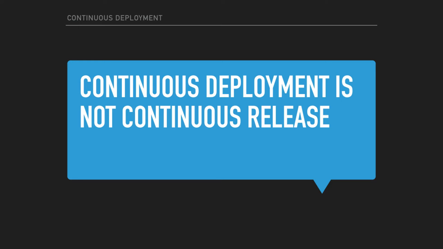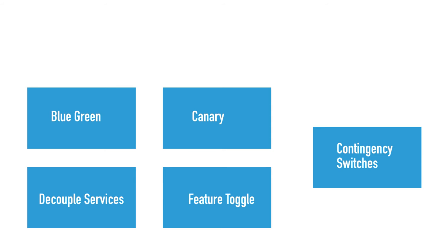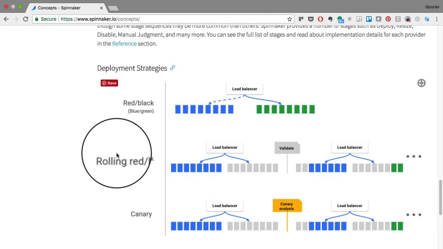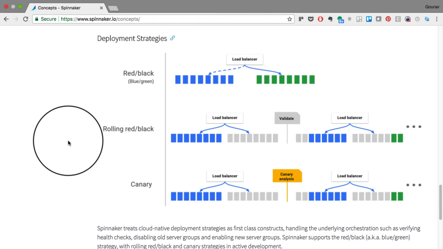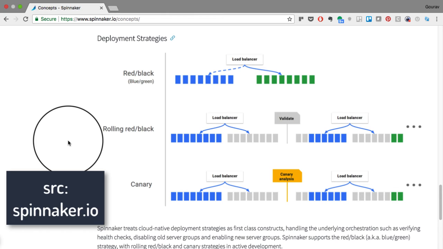Now, continuous deployment is not continuous release. You can deploy things but not always release a new version of the product. You can do that in many different ways, and you can define your own strategies. Some of those strategies include blue-green deployments. In blue-green deployments, you have one set of servers running which are live, whereas you create a parallel infrastructure and you cut over to that.